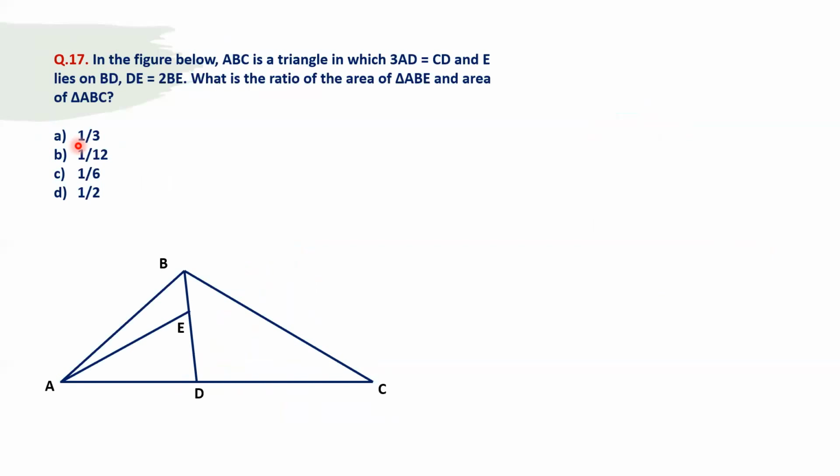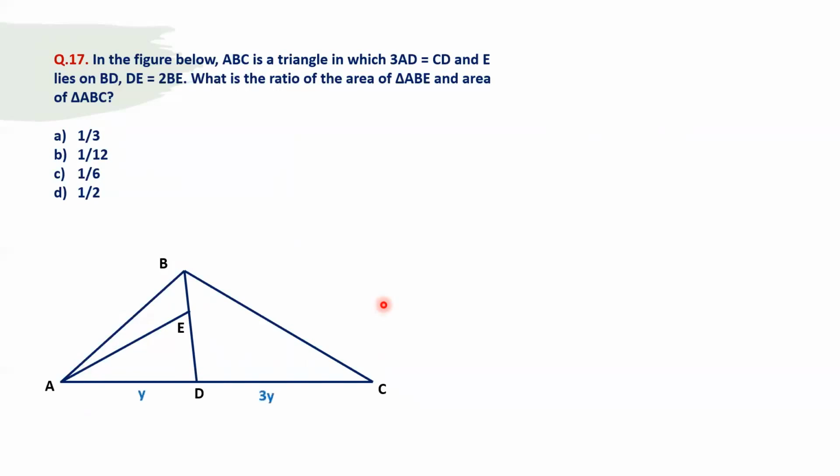in the figure below, ABC is a triangle in which 3AD is equal to CD. So 3 times AD is equal to CD and E lies on BD, and DE is equal to twice of BE. What is the ratio of the area of ABE and area of ABC, right?